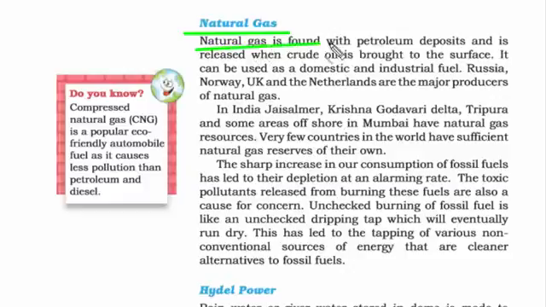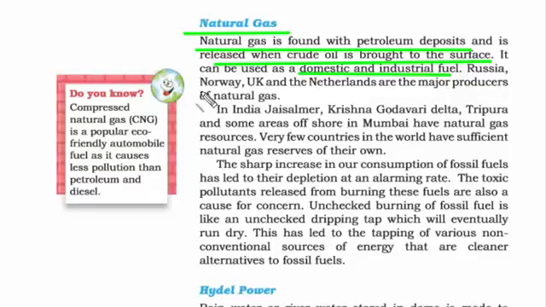So they are found exactly where petroleum is there. And again, we need to do drilling in order to bring it to the surface. Natural gas is also used as domestic and industrial fuel. For domestic use, we use natural gas to run cars, buses and vehicles. Because it is the cleanest form of energy, we don't have much carbon emission through natural gas.